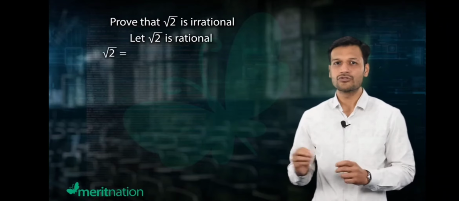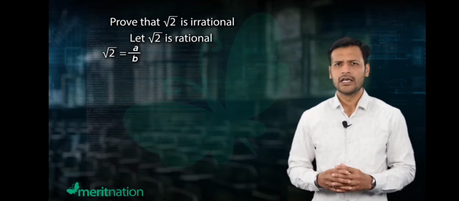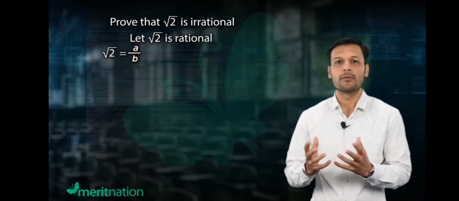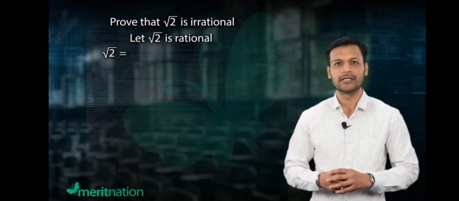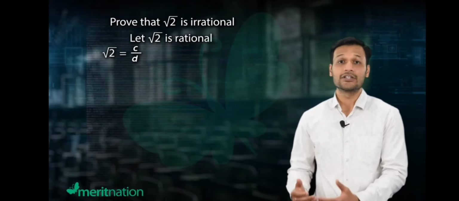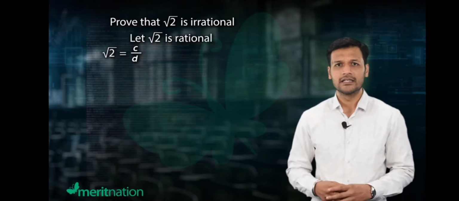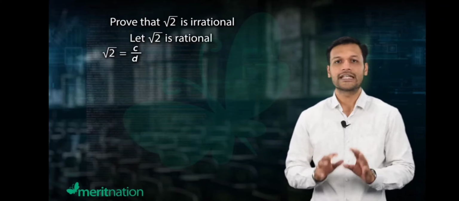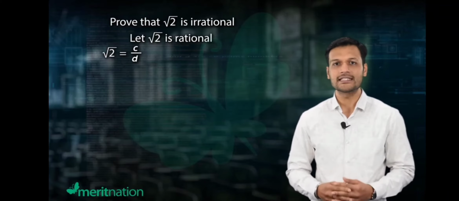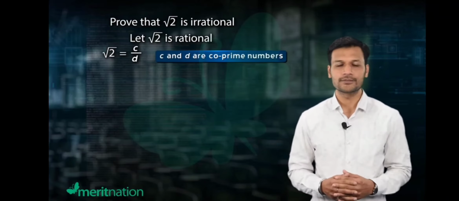Therefore, we can write root 2 as a by b. Now here a and b may have a few common factors between them. Let's cancel them out. Then we can write root 2 as c by d. Here c and d do not share any common factors. Or we can say that c and d are co-prime numbers.